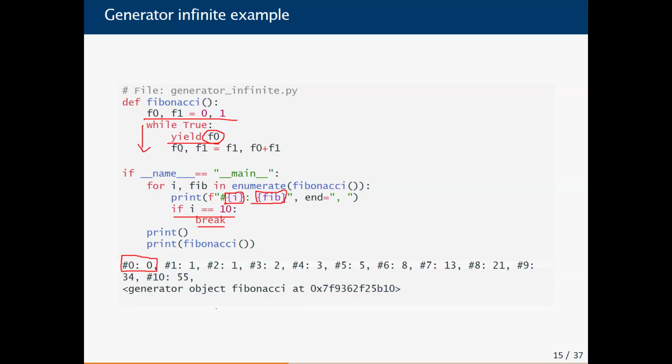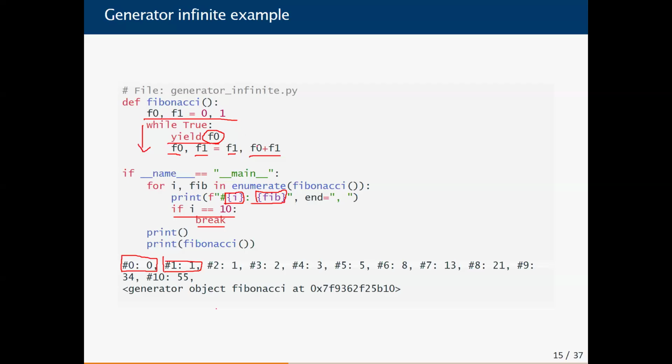So the second time, F0 became F1, and F1 became F0 plus F1. That's why the second time F0 is 1. Then you send this new F0 to the main program, and we'll print like this: the index is 1 and F0 is equal to 1.